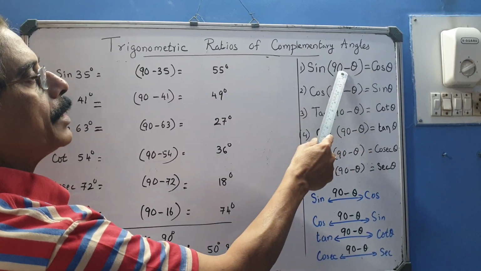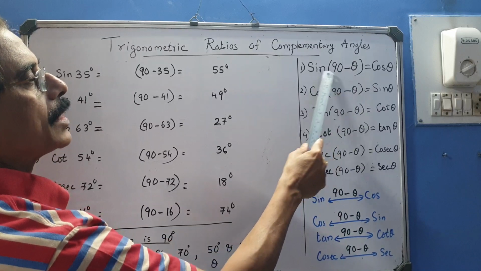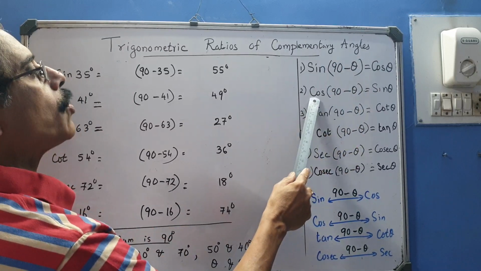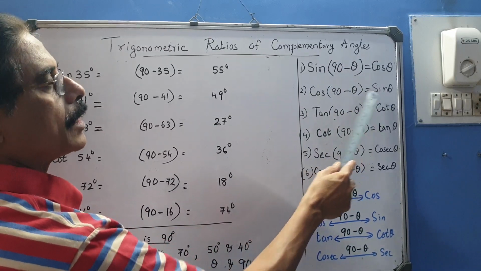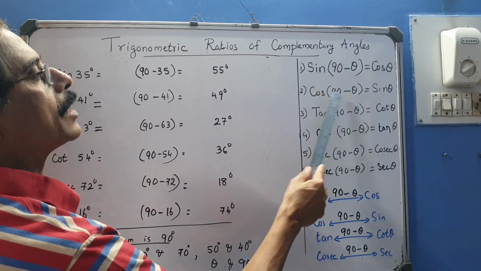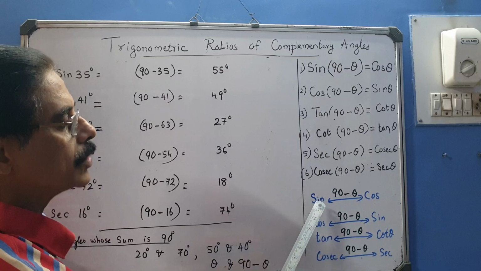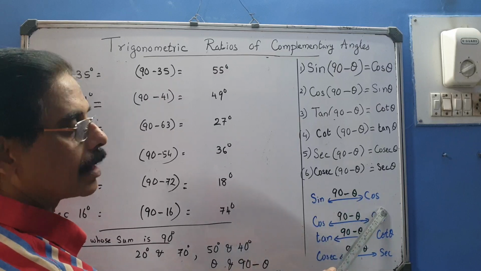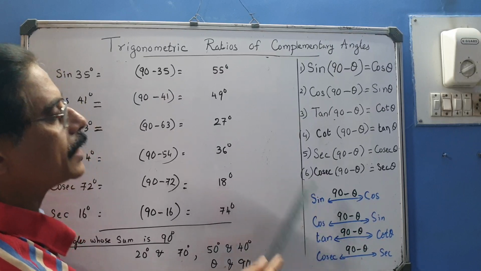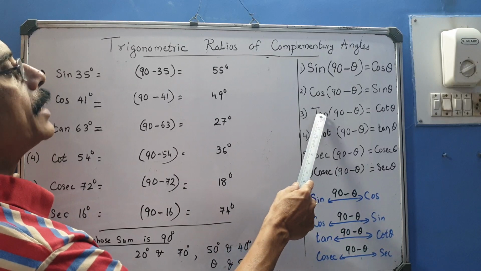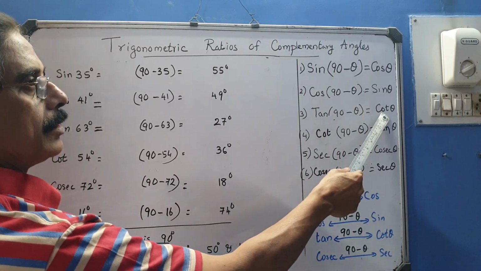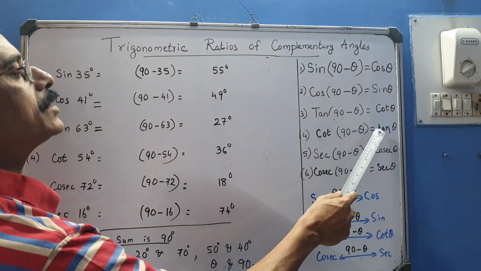You find out the complement of theta, that is 90 minus theta, sine becomes cos. And cos 90 minus theta is sine theta. So complement of theta, 90 minus theta, cos becomes sine. So sine becomes cos, cos becomes sine. Sine 90 minus theta is cos theta, while cos 90 minus theta is sine theta. Now let's take tan. Tan 90 minus theta is cot theta, but cot 90 minus theta is tan theta.